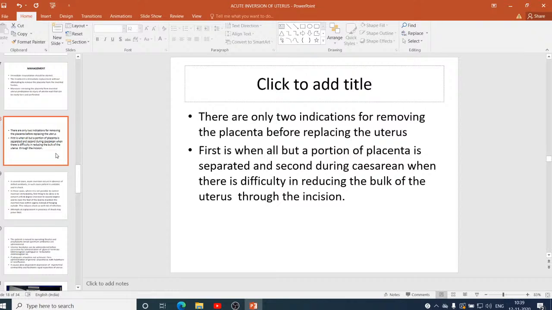There are only 2 indications for removing the placenta before replacing the uterus. The first is when a portion of the placenta is separated, then it is easy to remove the rest of the placenta. And second, during cesarean, when there is difficulty in reducing the bulk of the uterus through the incision.